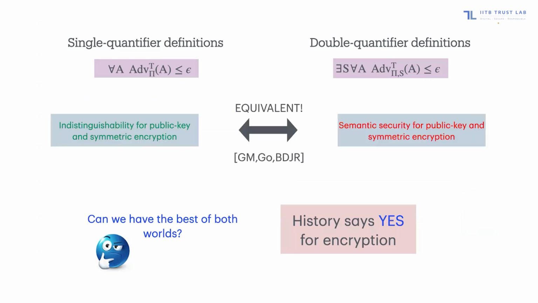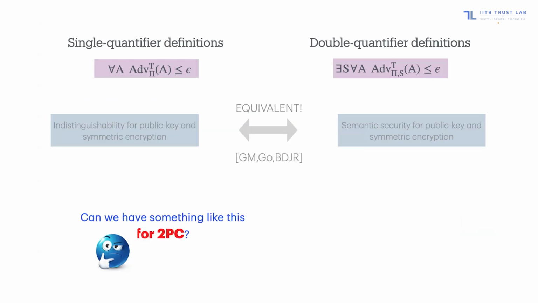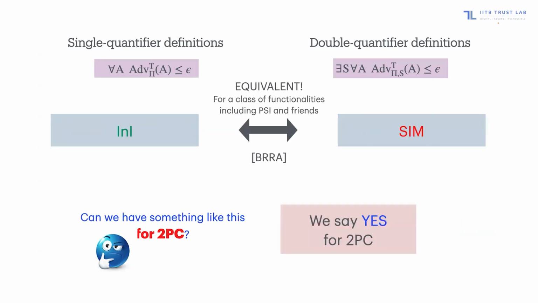Specifically in encryption, we know that indistinguishability for public key and symmetric key encryption is equivalent to the semantic security definition. And can we get something like this for two-party computation? With this work, we say yes. We give a definition IND-I, which we show for a class of functionalities is equivalent to the simulation-based definition that we also give.